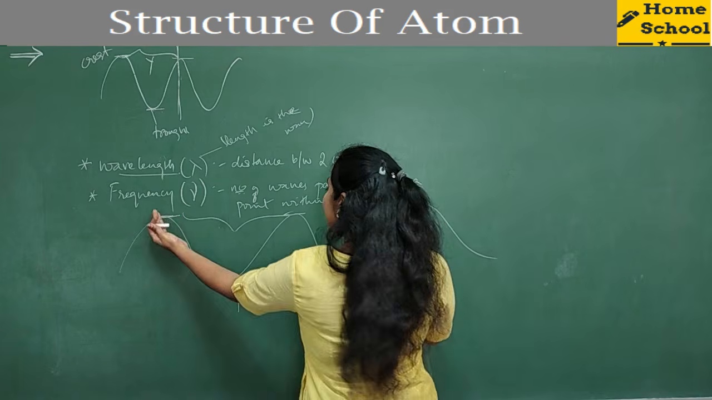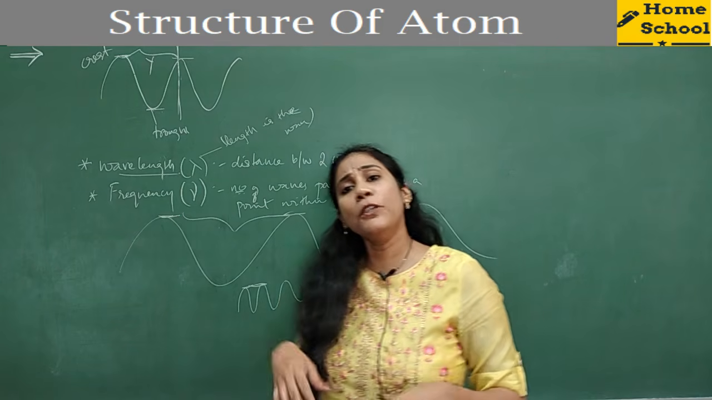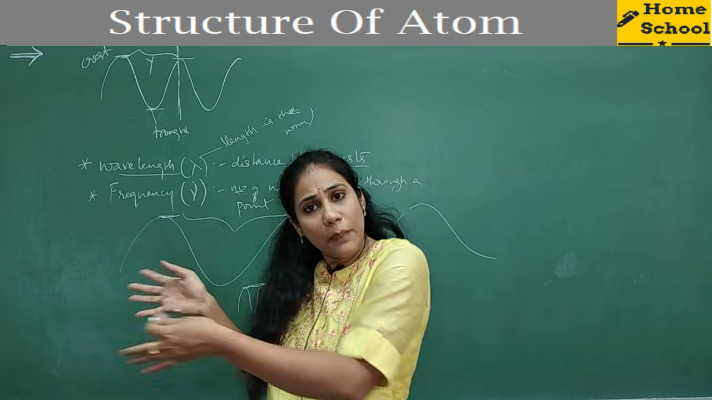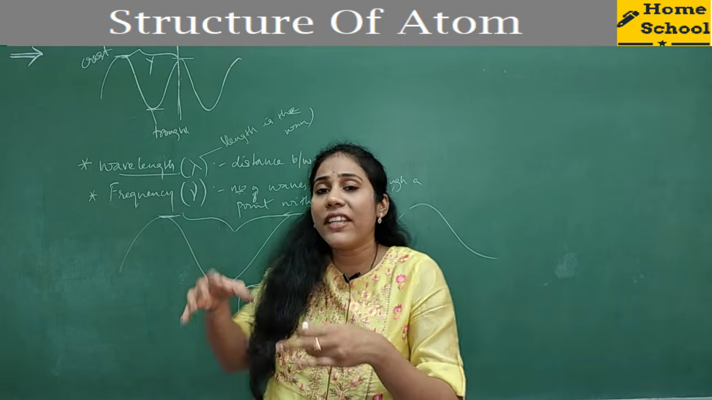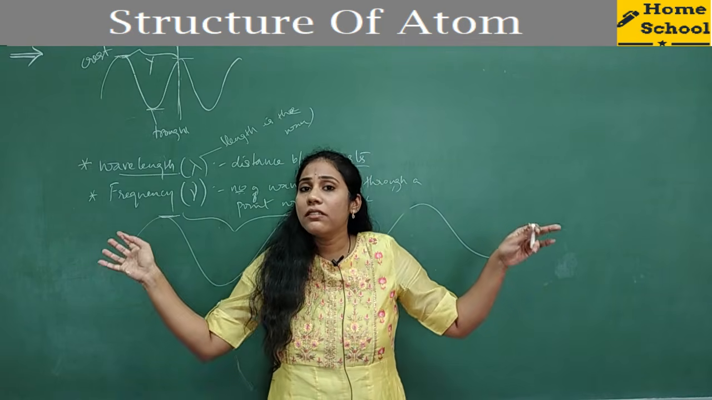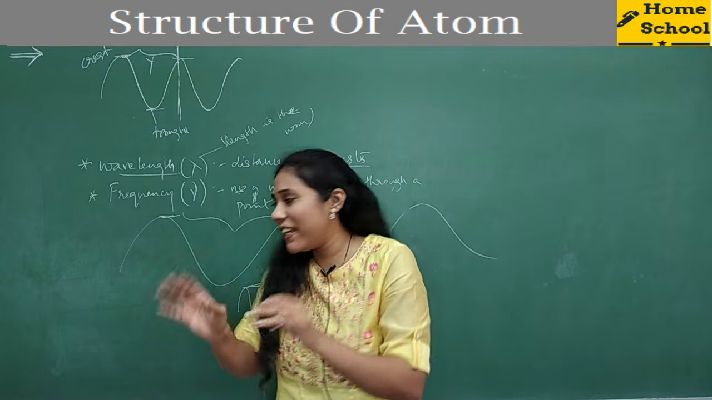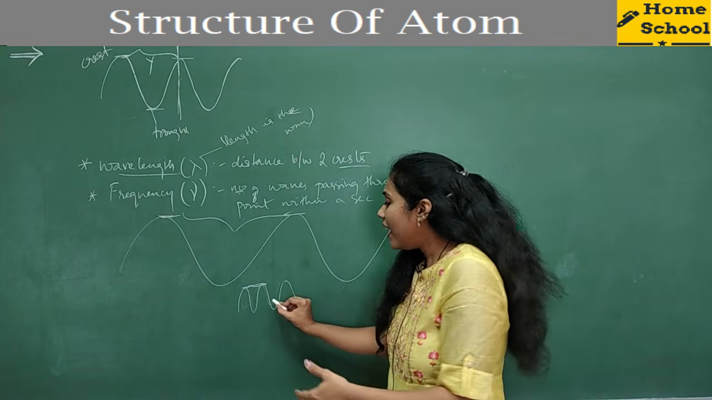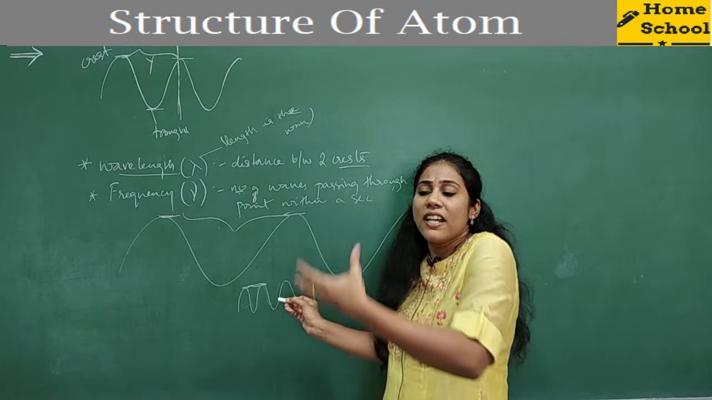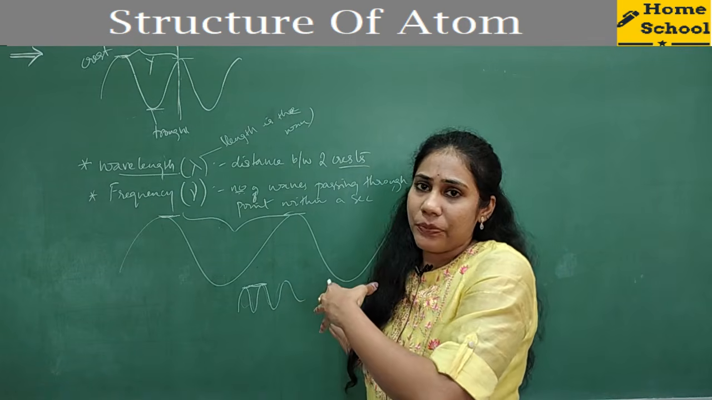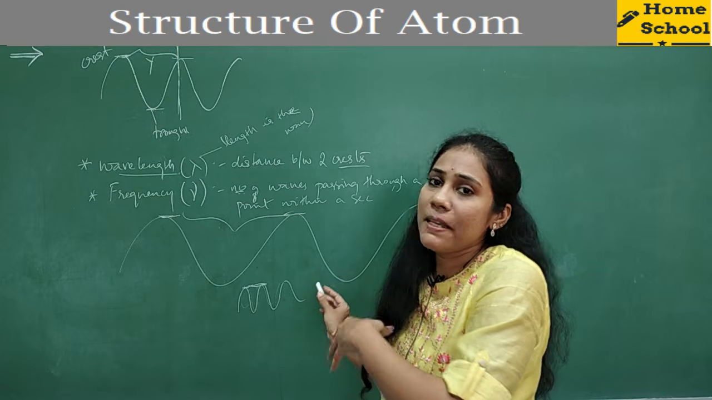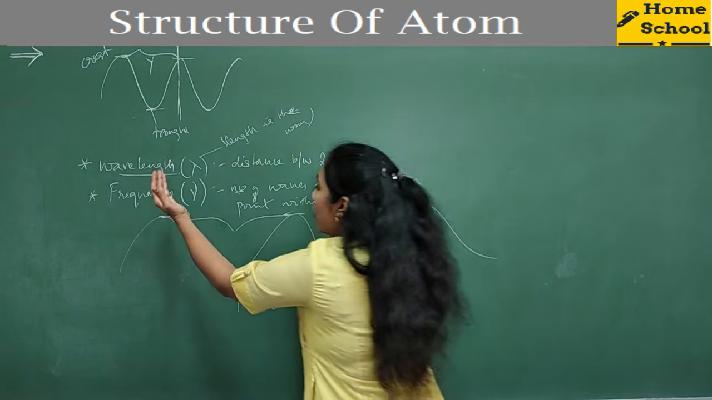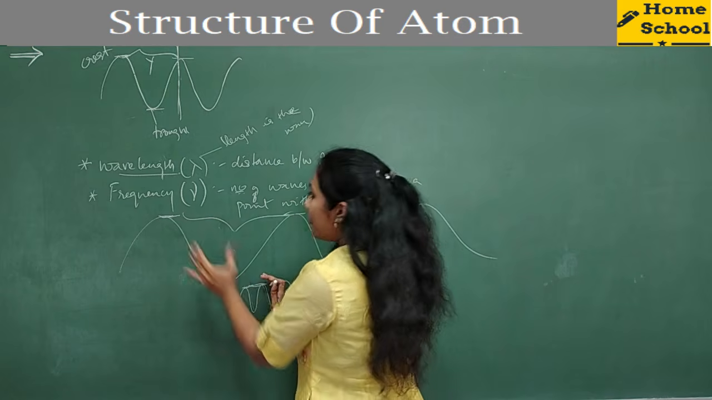See, the longer the wave, the more difficult it is to pass a particular point. Many waves cannot pass through a particular point when they are very big. Smaller waves, the waves having smaller wavelength, can pass. Many smaller waves can easily pass through a particular point within 1 second. So the more the lambda, the lesser the frequency.